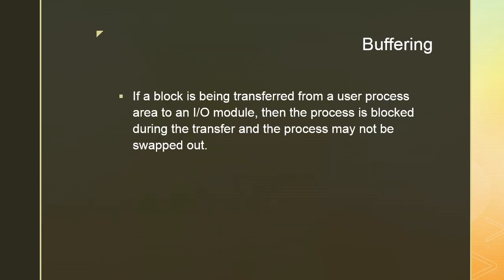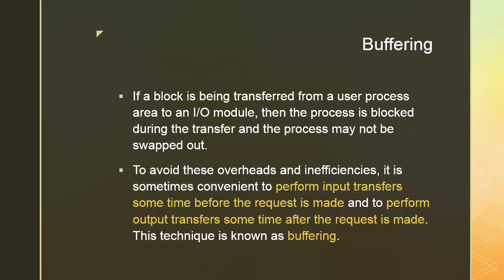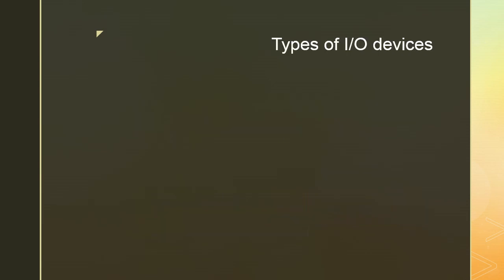Buffering. If a block is being transferred from a user process area to an I/O module, then the process is blocked during the transfer and the process may not be swapped out. To avoid these overheads and inefficiencies, it is sometimes convenient to perform input transfers sometime before the request is made and to perform output transfers sometime after the request is made. This technique is known as buffering.